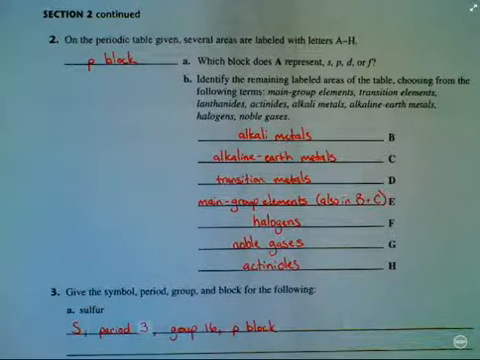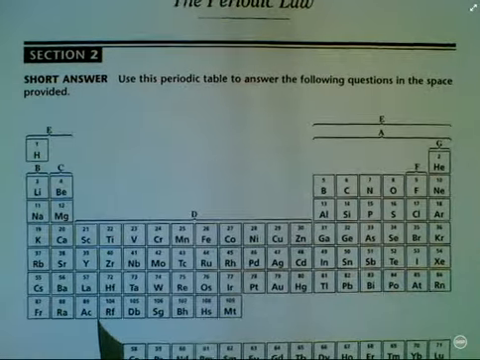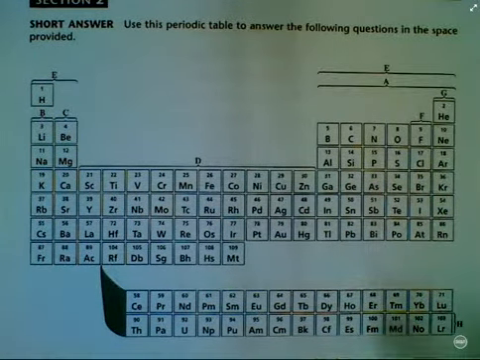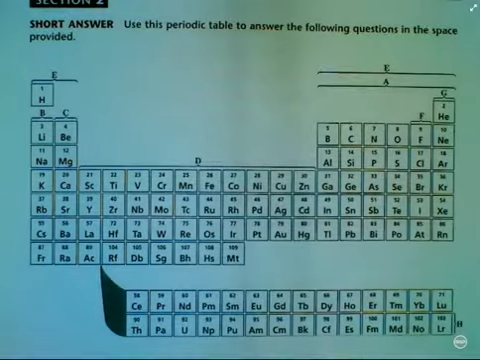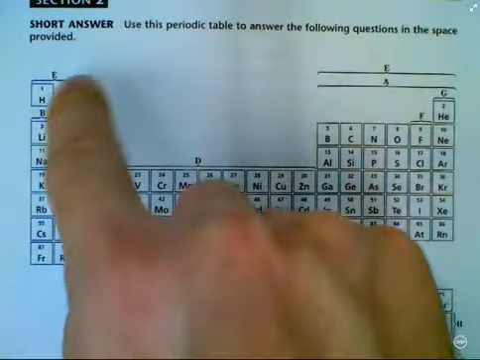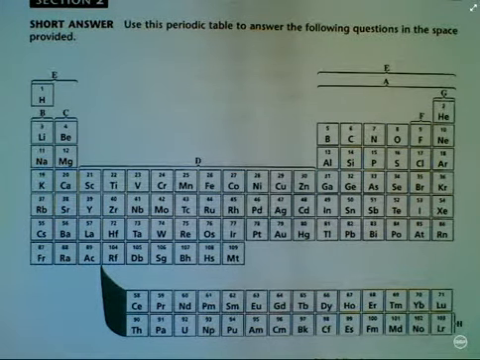Who's giving you the periodic table here? The worksheet. On the periodic table given, there are several areas that are labeled with letters A through H. Look at that. Periodic table. That's with several areas, A through H. A, B, C, D, E, F, G, H. So, flip it over to the front when we're looking at these.